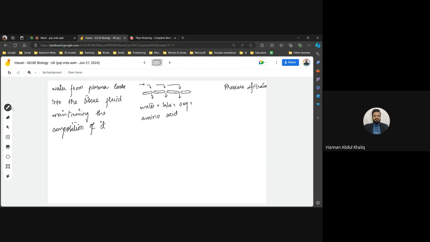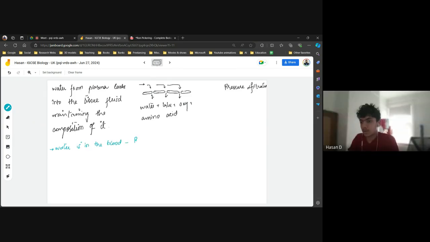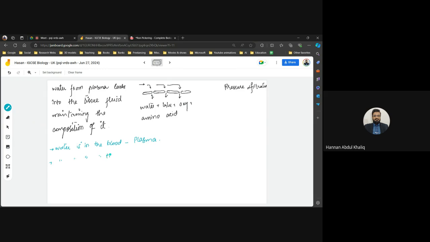This is very interesting. When water is in the blood, what do we call it? We call it plasma. When the water has entered the tissues, now it would be called tissue fluid. It is the same water that was plasma when it was in the blood, but now it's been filtered into the tissue. It would be called tissue fluid.